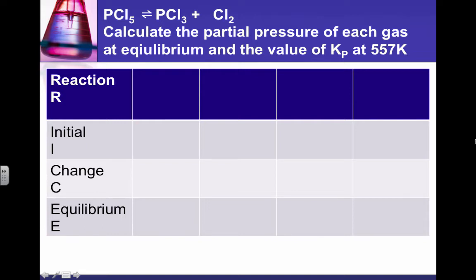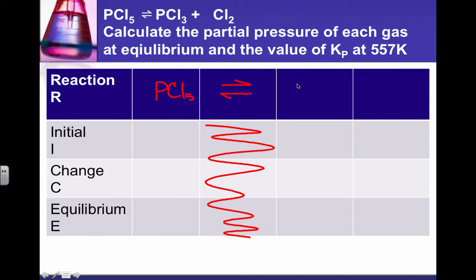So let's work this one through. First, we'll start by writing our reaction. Phosphorus pentachloride decomposes, so I'm not going to write any numbers in this column. It decomposes into phosphorus trichloride and chlorine gas. And this looks like a balanced equation. We're all set? All right, great.